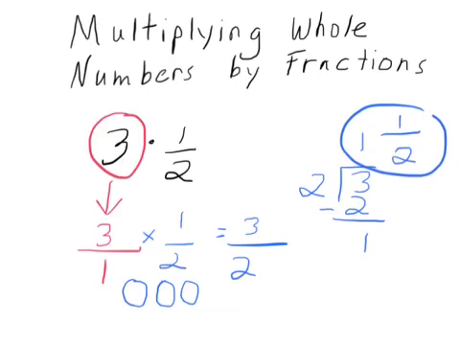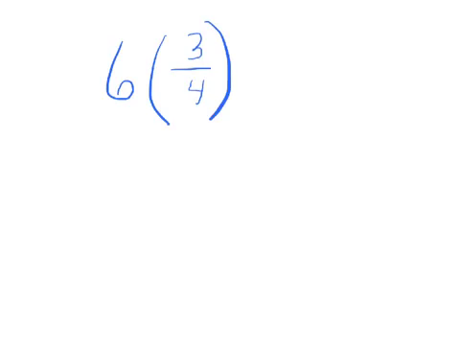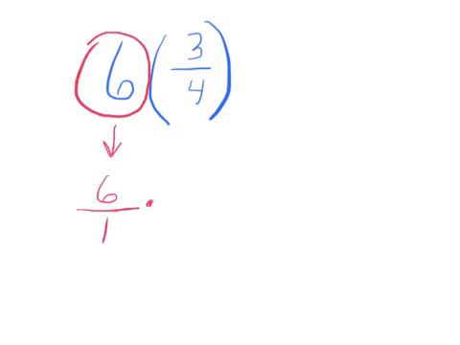Okay, here's another example. Let's do 6 times 3/4. In the last one I used the X for times and the dot for times. Here I'm using parentheses for multiply. So first step, I'm going to change my whole number into a fraction. That would be 6 over 1. And then I'm going to bring down my fraction, and then I'm simply going to multiply across.